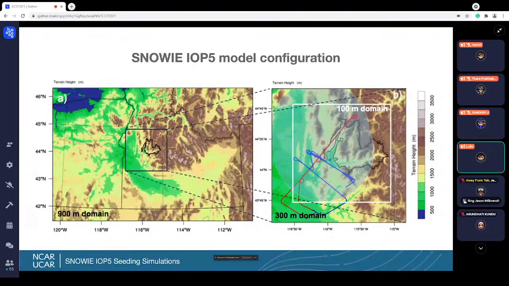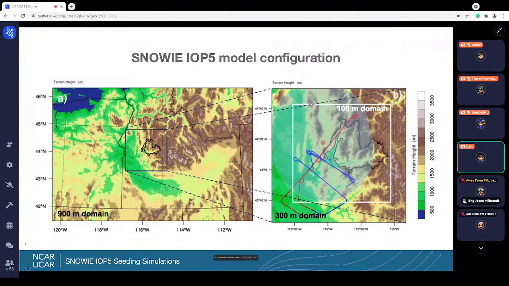And we set up our model in these nested domains. On the left is our 900-meter grid spacing large domain encompassing the central target area in the black outline. And then we zoom in into 300 and 100-meter domains, simulating this real case.